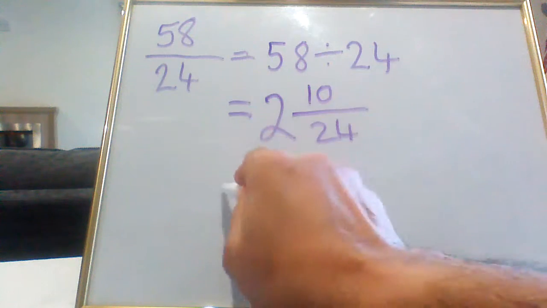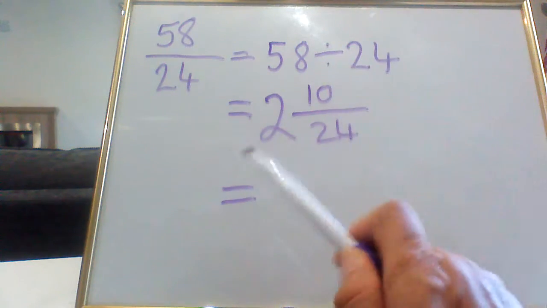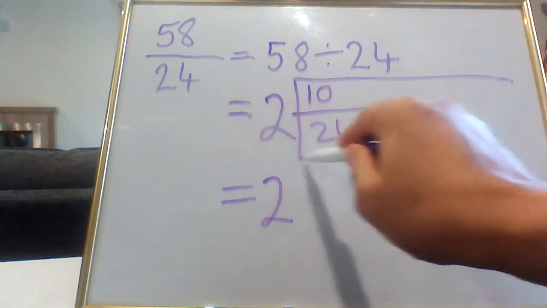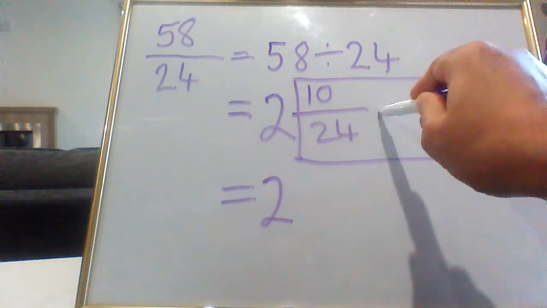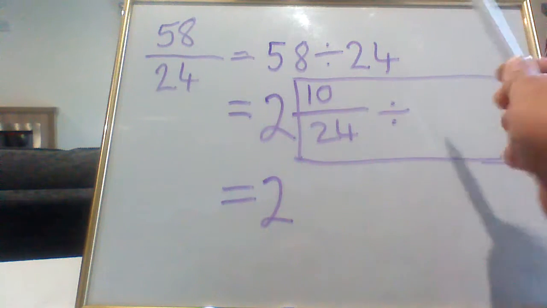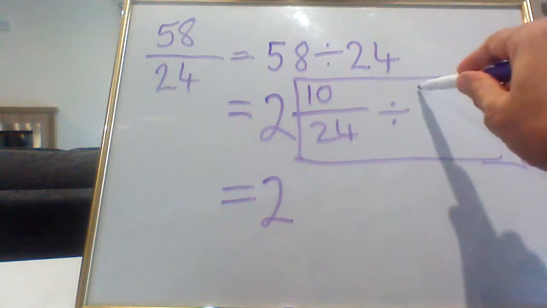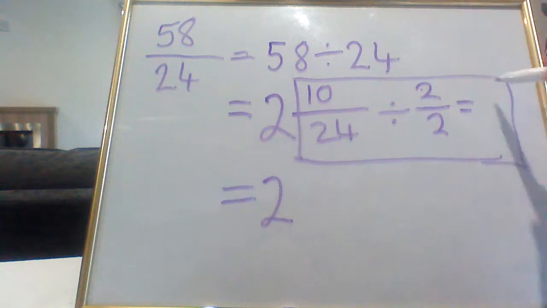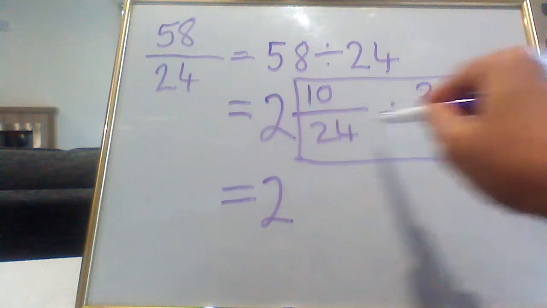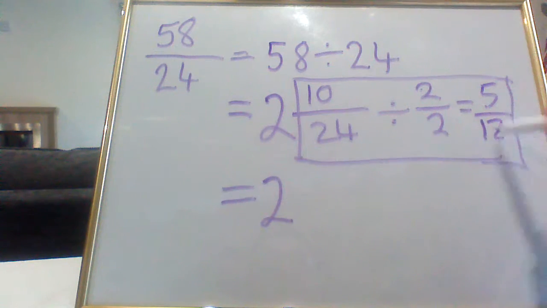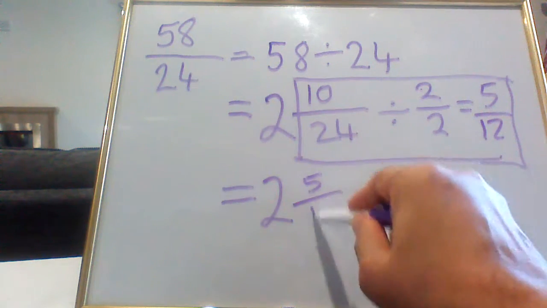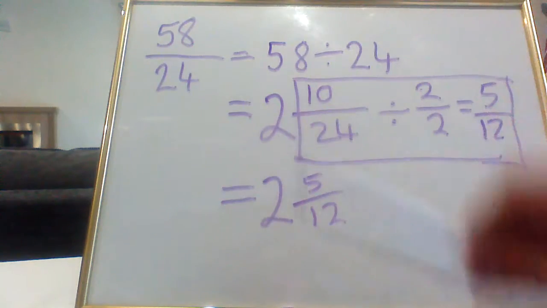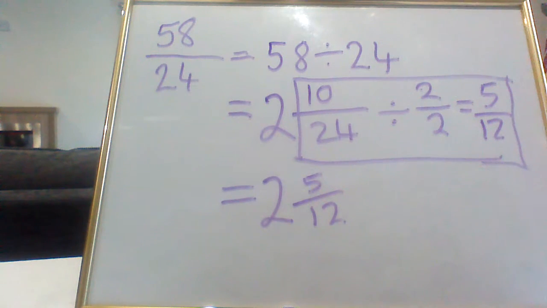Right, but as you can see, we need to simplify this fraction over here. So bring the whole number down, but we're going to work on this one. To simplify it, again, we need to find the highest common factor. Now, the highest common factor, once again, turns out to be 2. So, 2 goes into 10 5 times. 2 goes into 24 12 times. So, that is your final answer, 2 and 5/12. So, 58 over 24 turns out to be 2 and 5/12.